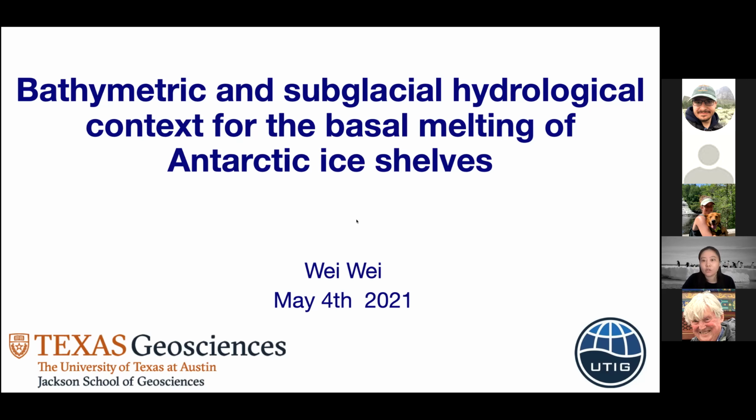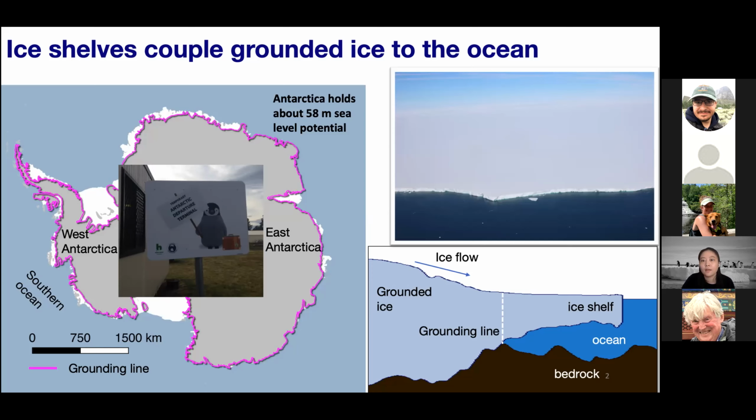Here's a map of Antarctica surrounded by the Southern Ocean. The color in gray is the grounded ice that sits on the bedrock. Glaciers on the edge of Antarctica flow like slow rivers towards the coast. When this ice flow reaches the ocean, the ice starts to float. This huge, thick, floating tongue of ice is called the ice shelf, which is indicated by the white area. The magenta line is called the grounding line, and the grounding line is where the ice starts to float.